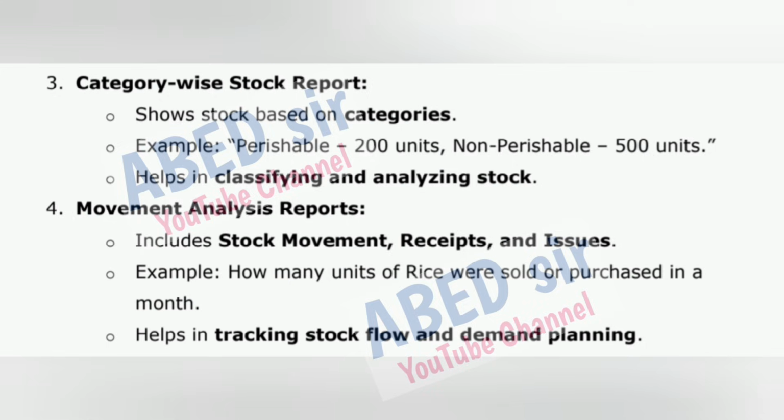3. Category-wise stock report. Shows stock based on categories. Example, perishable, 200 units, non-perishable, 500 units. Helps in classifying and analyzing stock. 4. Movement analysis reports. Includes stock movement, receipts, and issues. Example, how many units of rice were sold or purchased in a month.